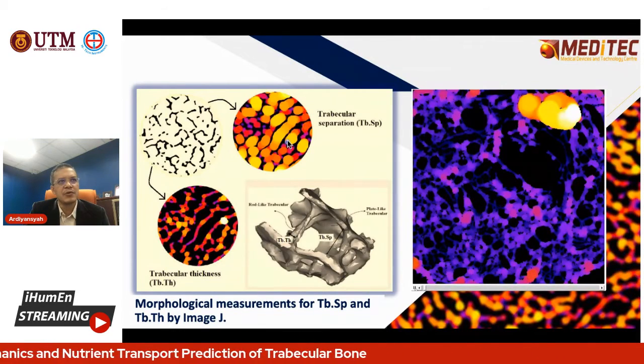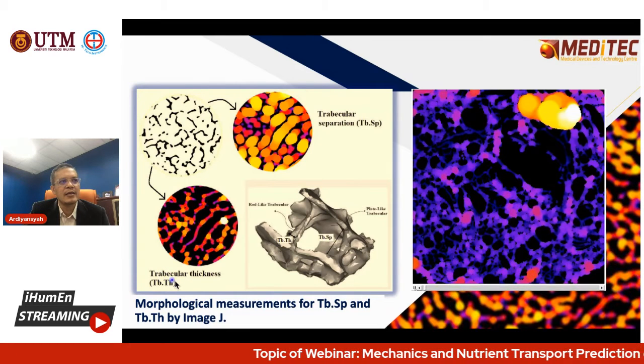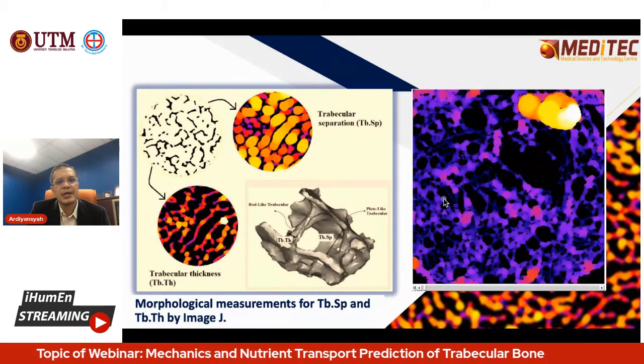Microarchitecture of cancellous bone. This is an example where we analyze trabecular separation. This one we analyze trabecular thickness.